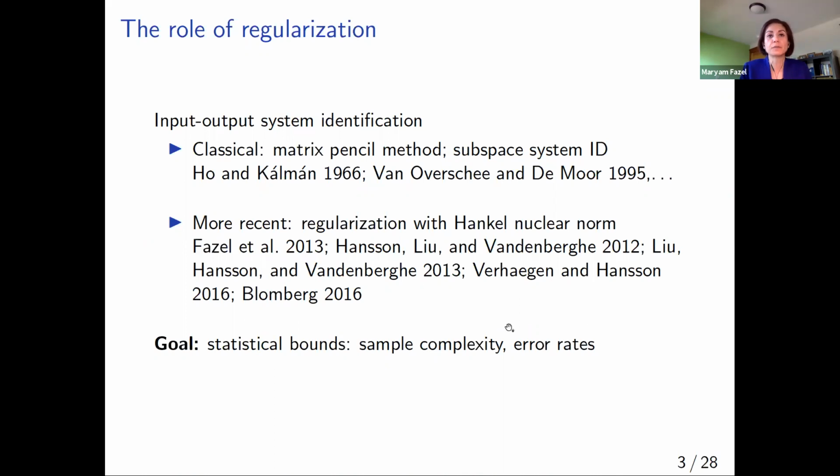There are also other papers by Lieven Vandenberghe's group, as well as other groups, Anders Hansen, and others, where they empirically used nuclear norm regularization and observed good behavior, but none of them had theoretical guarantees about the approach. So our goal here today is to try and explore some statistical bounds, concretely meaning sample complexity. How many samples do you need to guarantee a certain error rate in the recovery of the system? And we'll talk about what metrics we will use.